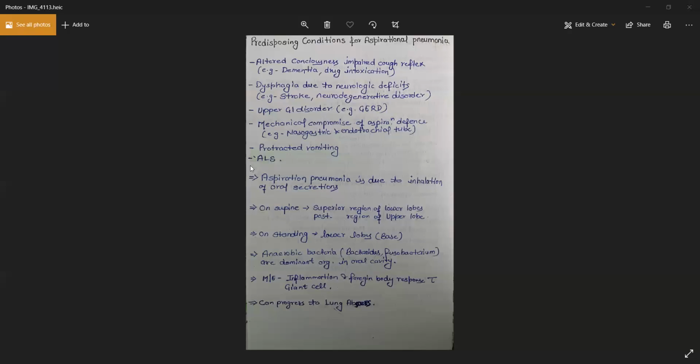Okay, in amyotrophic lateral sclerosis, remember, the patient becomes too weak to cough. He will end up having recurrent episodes of aspiration pneumonia and finally die because of that, right? Yes. Right. So ALS can happen in that case. If a patient is having recurrent vomiting or projectile vomiting, in this case also the patient can aspirate some of the vomit, and that can again lead to aspiration pneumonia, right?